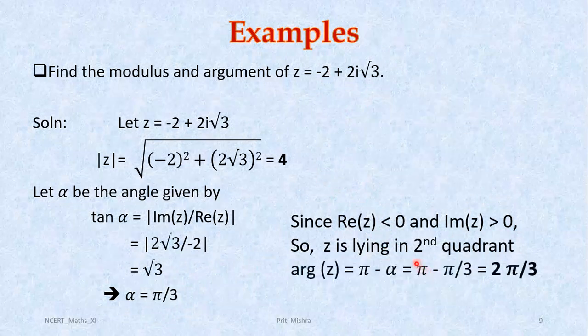So we need to find out the argument of z just by subtracting this angle alpha from pi. So pi minus alpha will give us the argument of z. So pi minus pi by 3, that is 2 pi by 3, is the argument of this complex number. So this is the solution of this question.